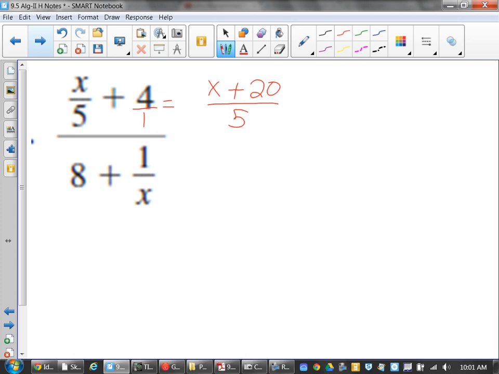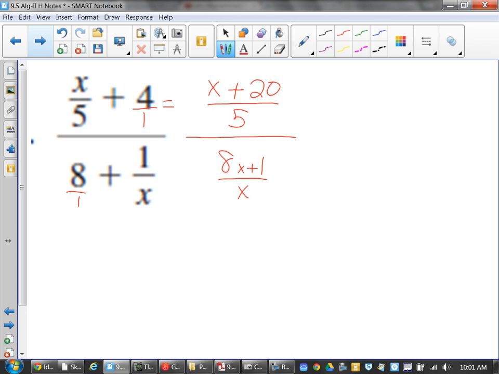Do the same thing with the fraction on the bottom. That common denominator is going to be an x. I have to multiply the 8 by an x, but do I have to multiply the 1 by the x? No. So now I have x plus 20 over 5, all divided by 8x plus 1 over x.